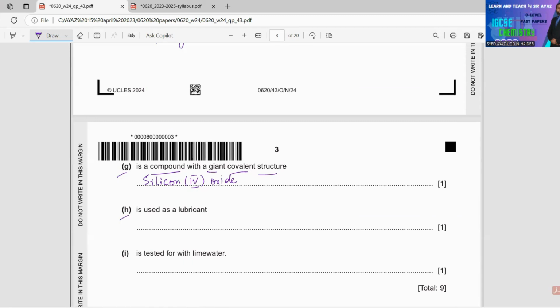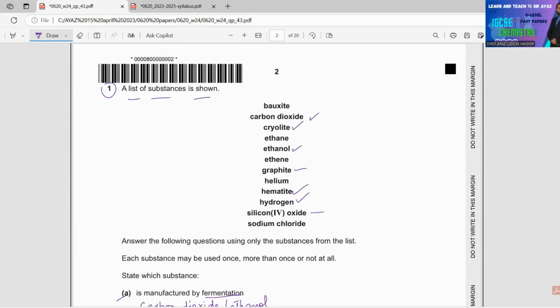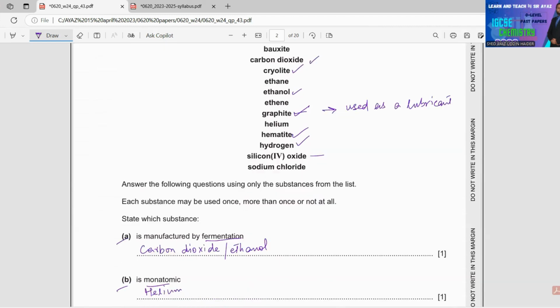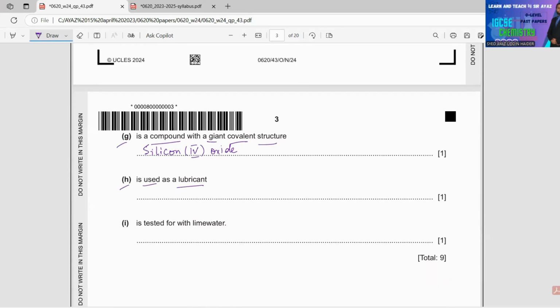H is used as a lubricant. We have only one element which is used as a lubricant here, it's graphite. Used as a lubricant because of the presence of weak forces between the layers. The layers can slide. So you write graphite there.